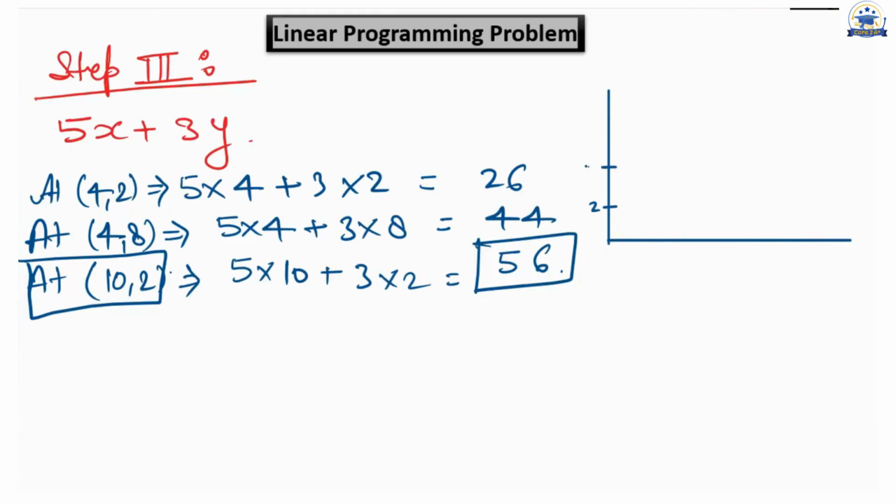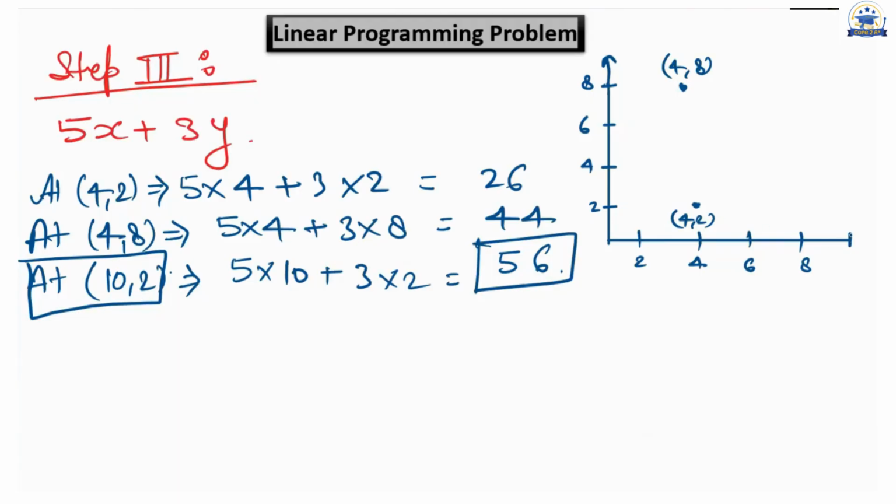2, 4, 6, 8. Now let's see 4, 2. This is your 4, 2. The second one, 4, 8. Here it is.